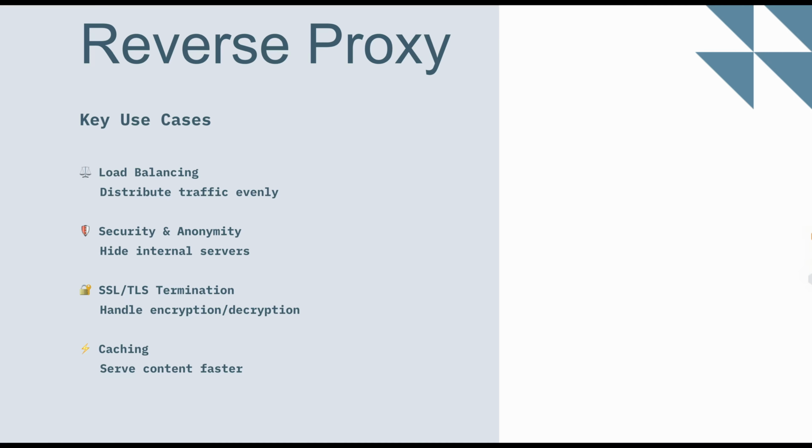Then SSL and TLS termination, handling the heavy CPU work of encrypting and decrypting secure HTTPS traffic, freeing up the backend servers to just serve the content. Then caching, storing copies of frequently accessed pages like images or static HTML and serving them directly to the user without having to bother the backend server.